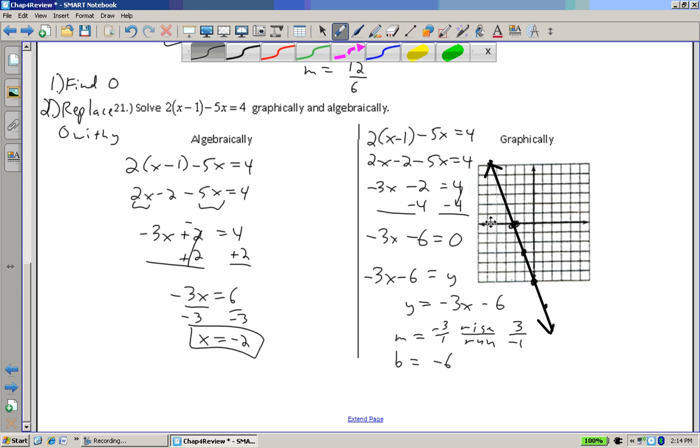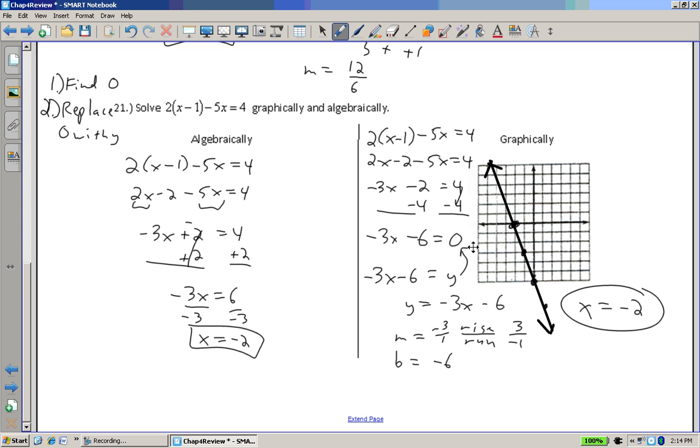So where does it hit? Where does y equal 0? At negative 2. So x equals negative 2. So my process: find 0 on one side, replace 0 with y, and find the x-intercept. Those are my steps, and we're ready to go.